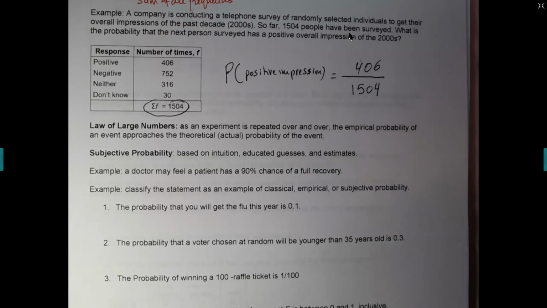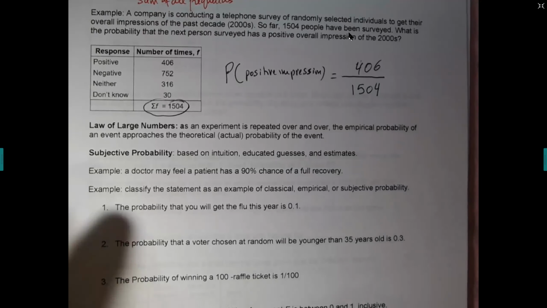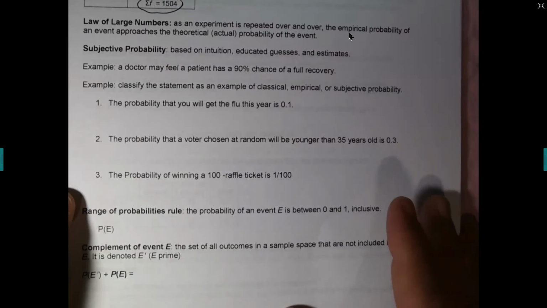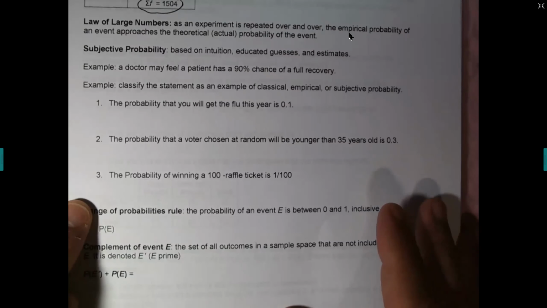Weather forecasting, guys, is usually an intelligent, educated guess. When they say there is a 90% chance of rain, sometimes it doesn't rain. This is all subjective probability, when you try to read into the future here. So a subjective probability, guys, is based on an intelligent or an educated guess.